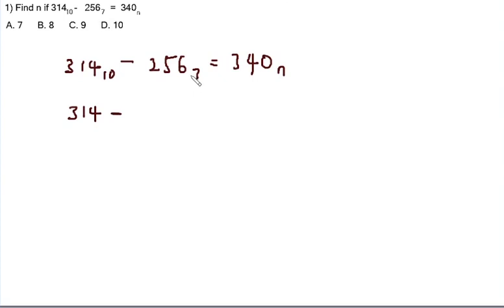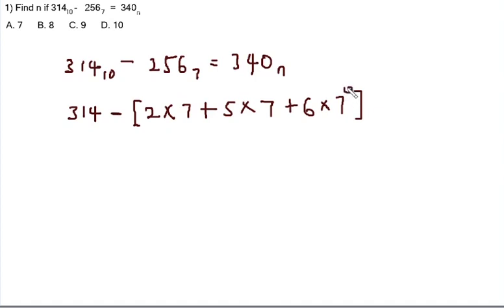Minus, the second term is in base 7. So to convert this to base 10, I'll have 2 times the base number, so this will be 2 times 7, plus 5 times the base number, so this will be 5 times 7, plus 6 times the base number, so this will be 6 times 7. Starting from the right to the left, I'll be giving increasing powers: power of 0, 1, 2. So I've successfully converted this into base 10.